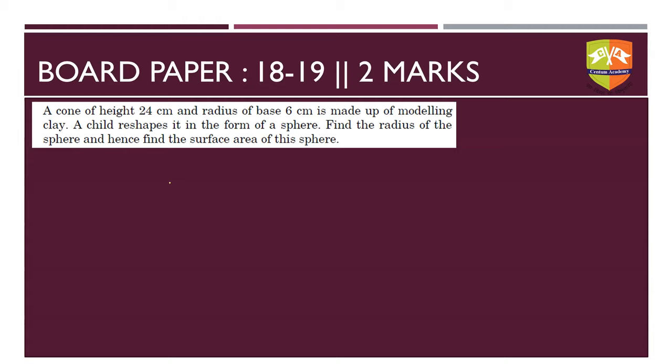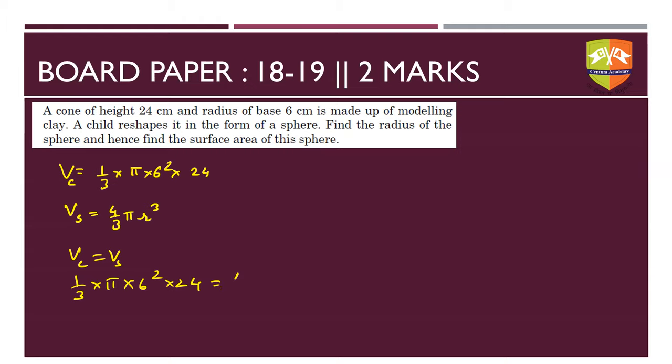A cone of height 24 centimeter, radius of base 6 centimeter, is made up of modeling clay. A child reshapes it. So what is the volume? 1/3 into pi into r square into 24. This is recast into a sphere, with volume 4/3 pi r cube. You have to find the radius and the total surface area. So VC is equal to VS: 1/3 into pi into 6 square into 24 is equal to 4/3 into pi into r cube. Pi, 3 and 3, and 4 and 6 will cancel. So R is equal to 6 centimeter.